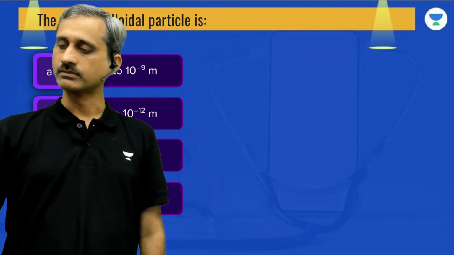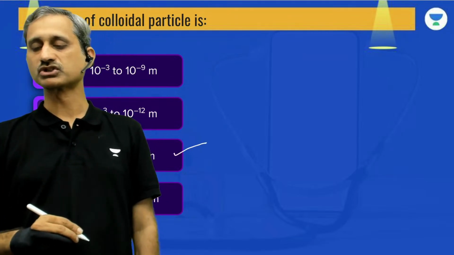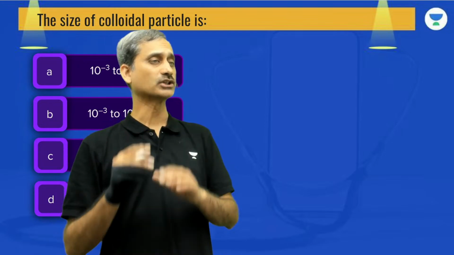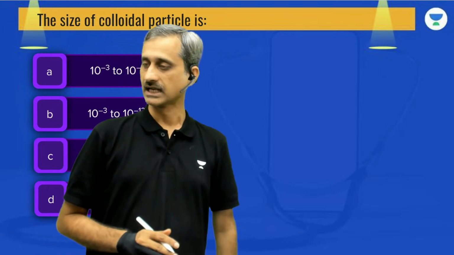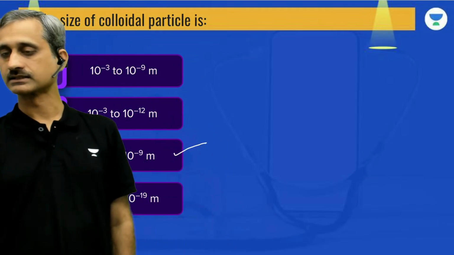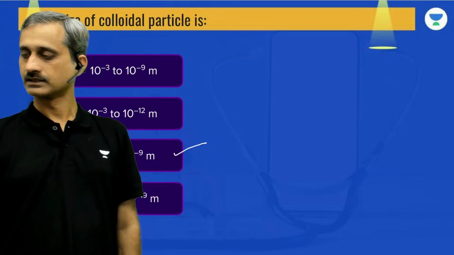That is from 10 raised to power minus 6 to 10 raised to power minus 9 meter. That is 1 nanometer to 1 micron. That is the size of the colloidal particles. Is that clear?